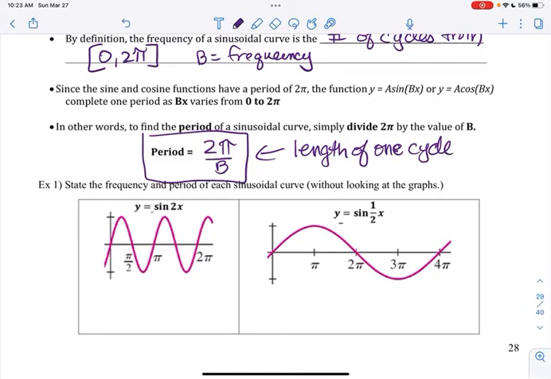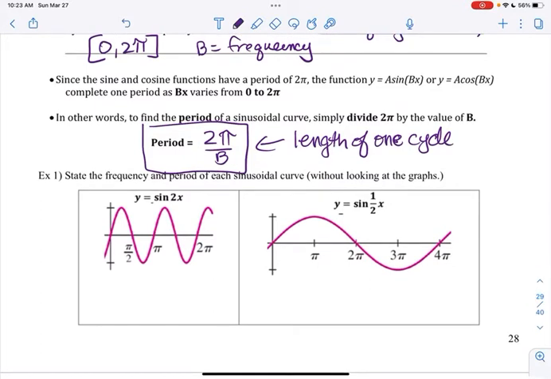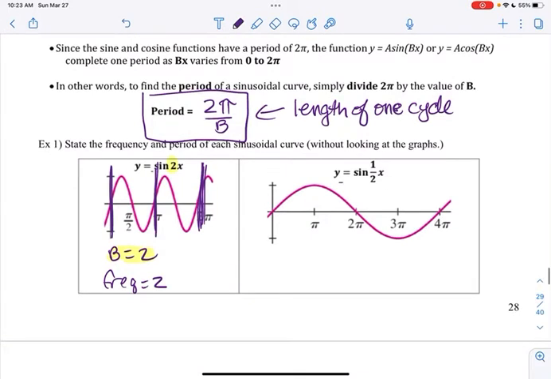If we look at this example 1 right here, b is 2. I find the b value as the number in front of that x. So b is 2. That means my frequency is 2. I have 2 complete cycles between 0 and 2 pi. So here's one cycle, and here's a second cycle. I have 2 cycles between 0 and 2 pi. Remember the period is 2 pi divided by b. 2 pi over 2 is pi. So that means I have one cycle between 0 and pi.